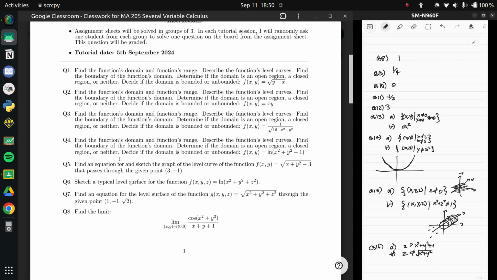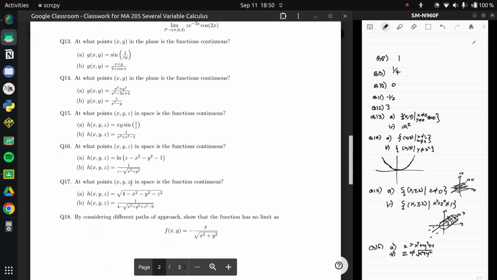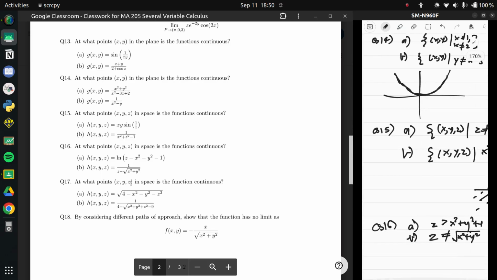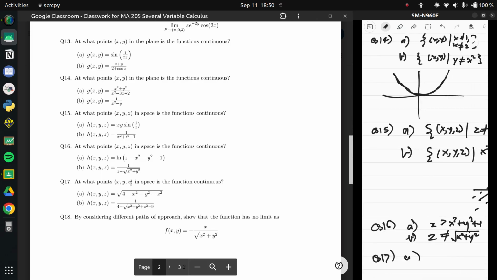Question 16 is, at what points in space is the function continuous? We did that already. B is also done. Question 17, at what points in space is the function continuous? Just stop this. Just put everything in a single section for convenience, right? Why do you have to break it into so many different questions? It's all the same repetition. Square root of 4 minus x minus 1. Okay, sure.